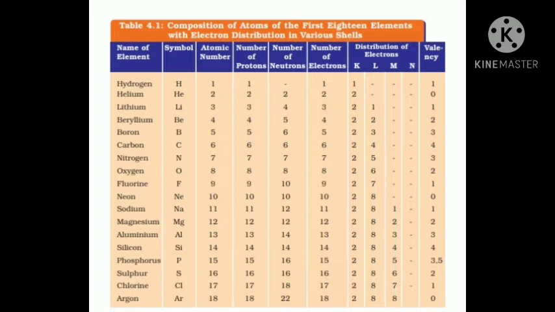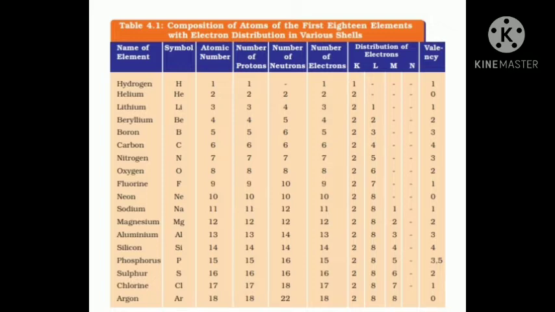Distribution of electrons 2, 6. K shell 2, L shell 6. So it is above 4. So the number of electrons in the outermost shell is 6. It is above 4, so the valency is obtained by subtracting 6 from 8. 8 minus 6 equal to 2.